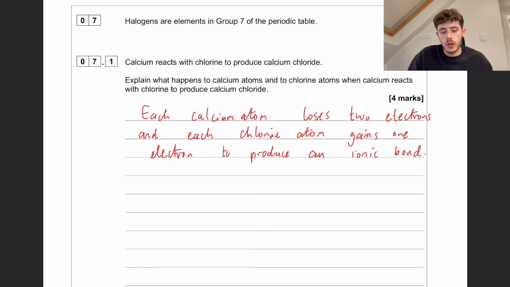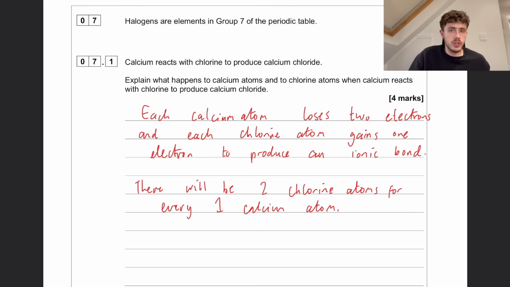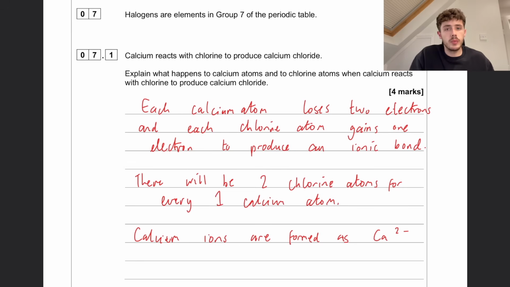And it is important to note, obviously, because the calcium will be losing 2 electrons, but the chlorine is only gaining 1, you're going to need 2 chlorines for every calcium atom. So that is another point that we need to add. And it is important to add also that the atoms will now become ions. So the calcium will be a Ca2+ is how you'd write it. And the chlorine is going to become Cl- because it's gaining 1 electron per atom. And that is an in-depth way to get the 4 marks on this explain question.